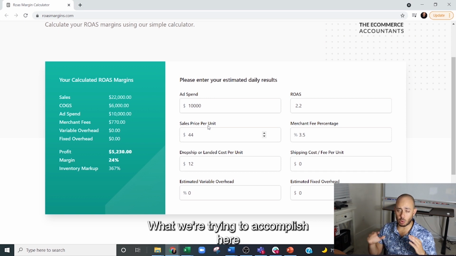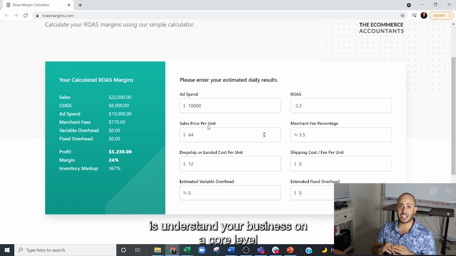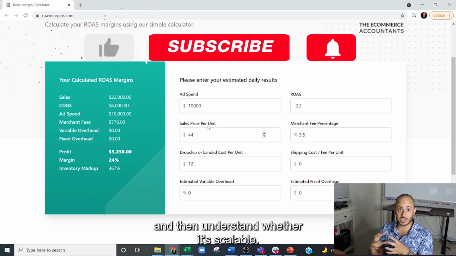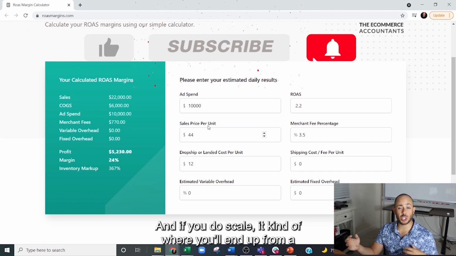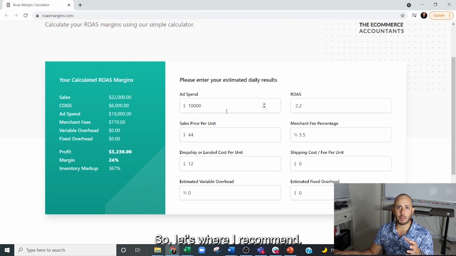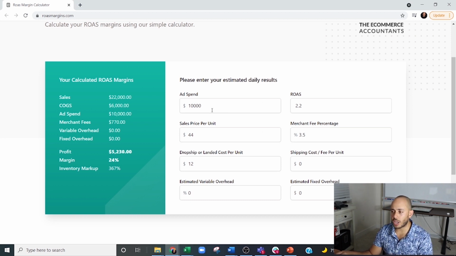Again, at a high level, what we're trying to accomplish here is understand your business on a core level, and then understand whether it's scalable, and if you do scale it, kind of where you'll end up from a margin standpoint. So where I recommend you start is let's start with what your typical month looks like, right?